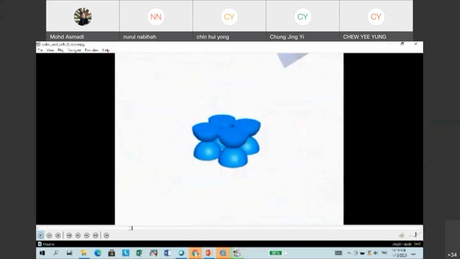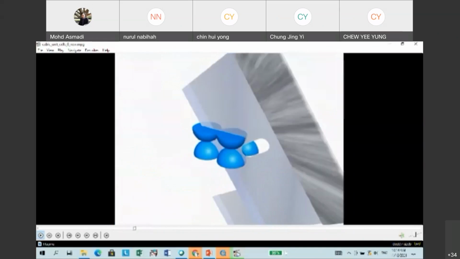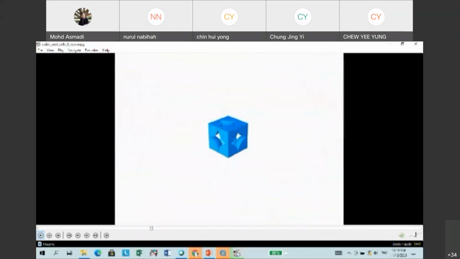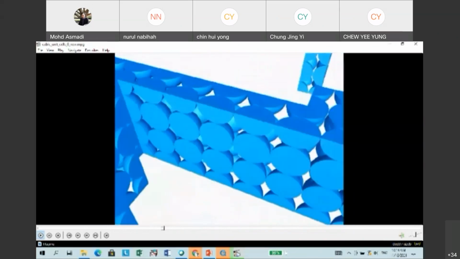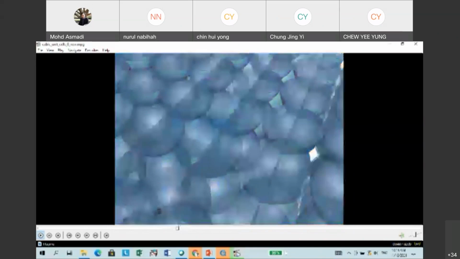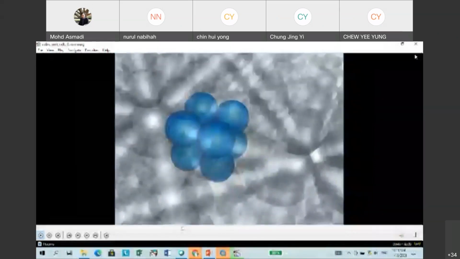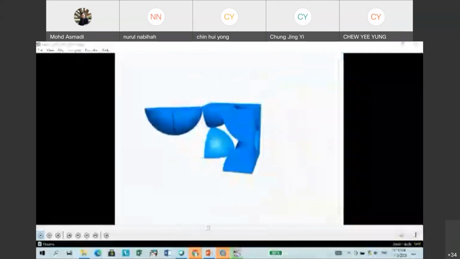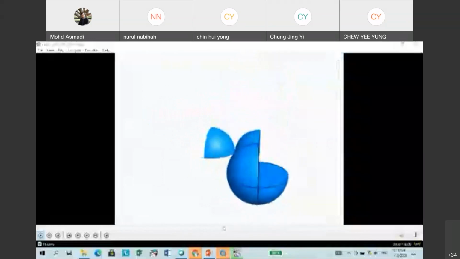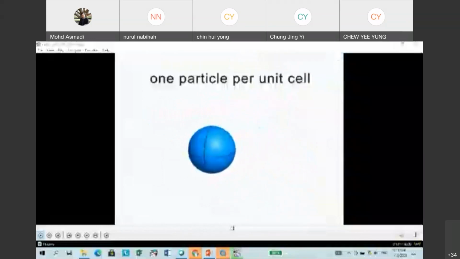You cut because you share this atom, right? So how many? This is all the unit cells. So this is one unit cell. How many does the unit cell have? 1, 2, 3, 4, 5, 6, 7, 8. One particle per unit cell. One atom.